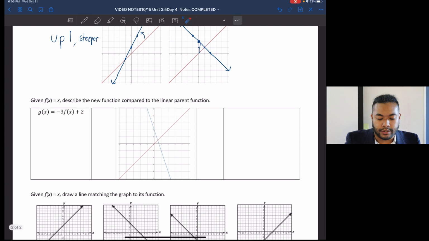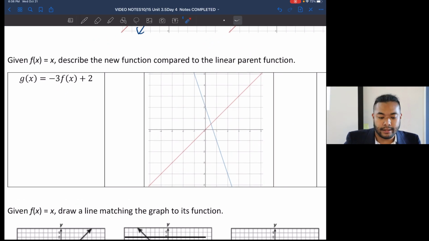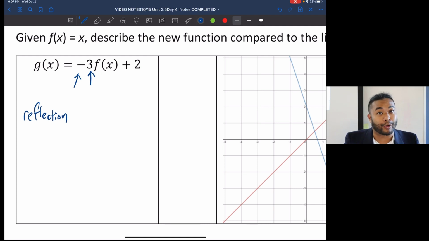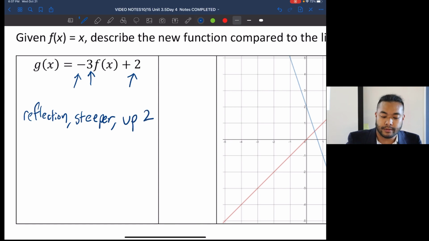A reflected slope, but it's been moved up 2. Okay? So looking at this equation, I have 3 transformations that are happening here. The first transformation, negative, that's a reflection. The next transformation, multiplying by 3. Remember, if it's greater than 1, it makes it steeper. And finally, adding 2 is going to move us up 2.